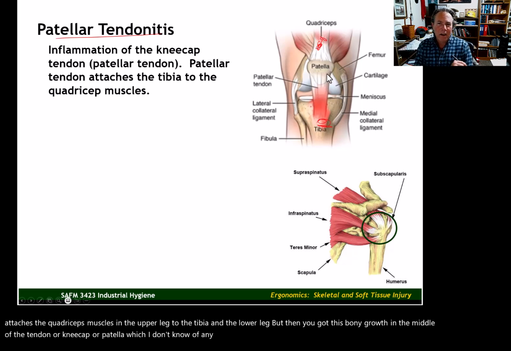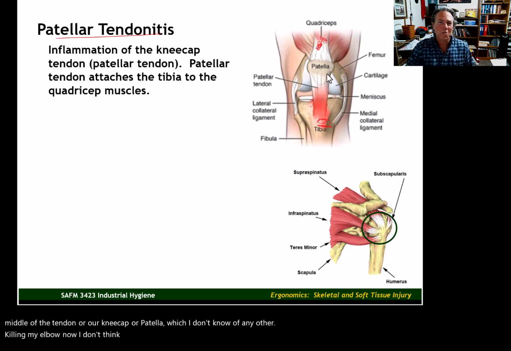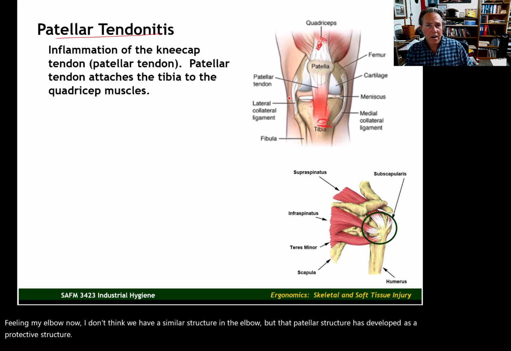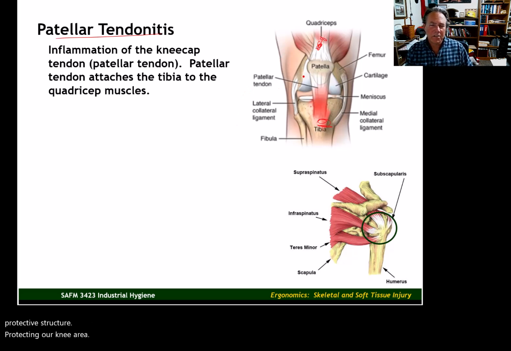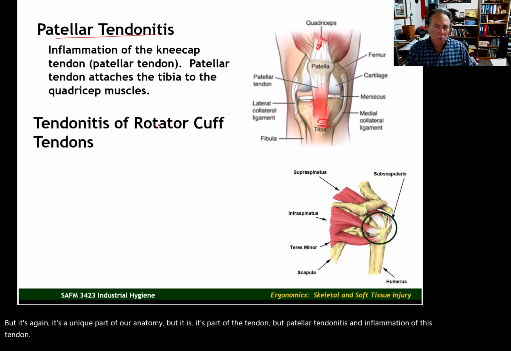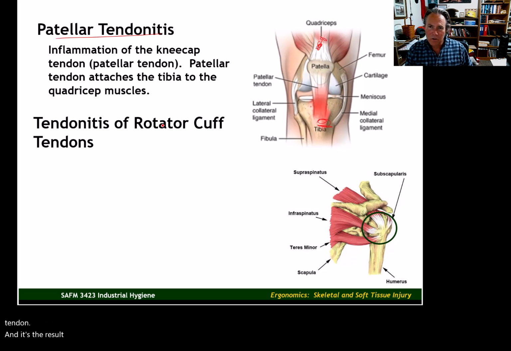I'm feeling my elbow now. I don't think we have a similar structure in the elbow, but that patellar structure has developed as a protective structure, protecting our knee area. It's a unique part of our anatomy, but it's part of the tendon. But patellar tendonitis, an inflammation of this tendon, is the result of overexertion, repetitive use, and so on. And it's slow to heal.